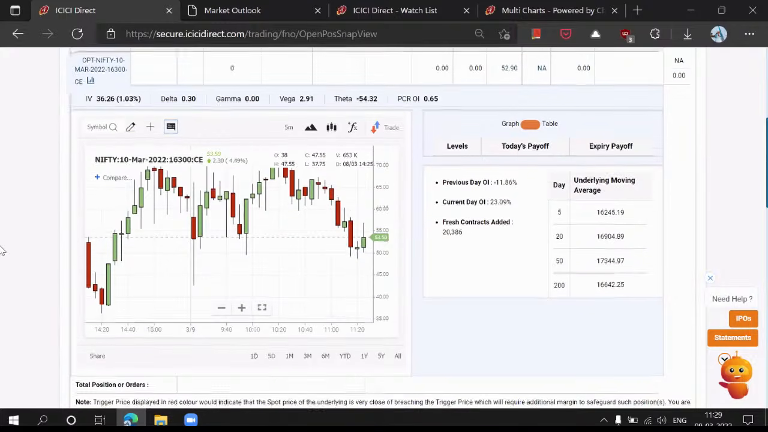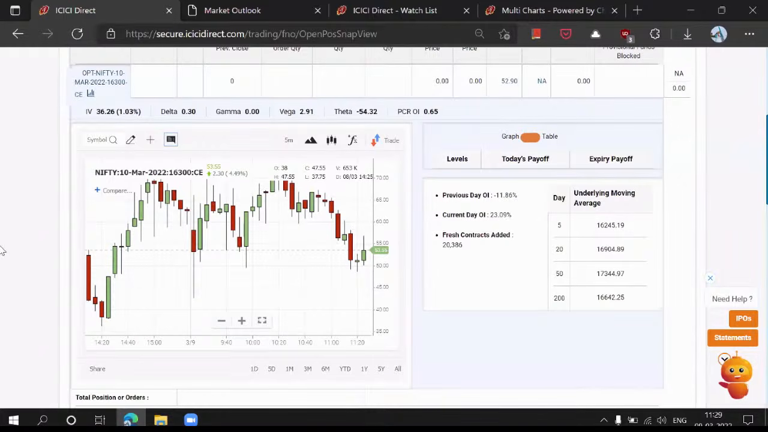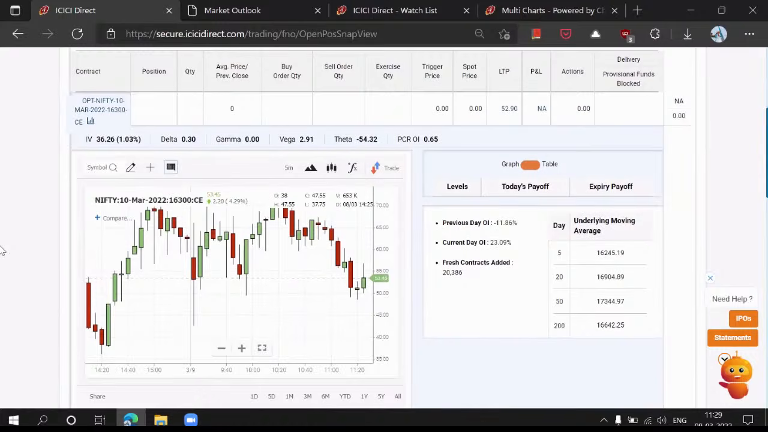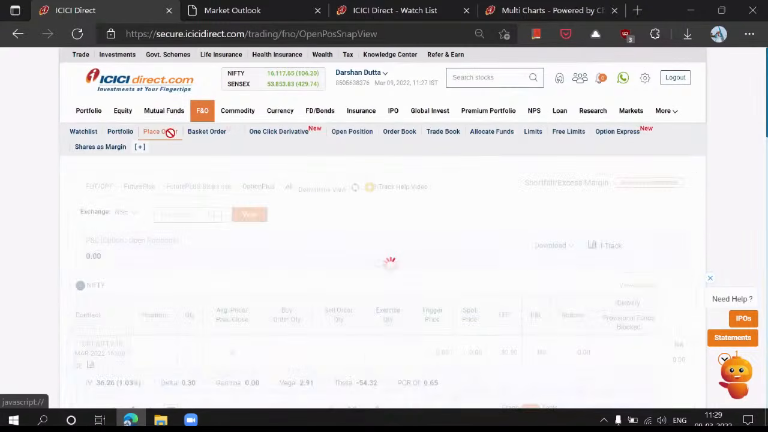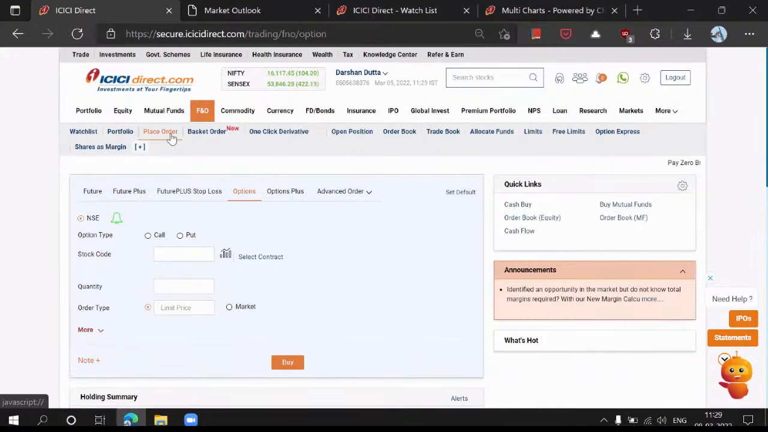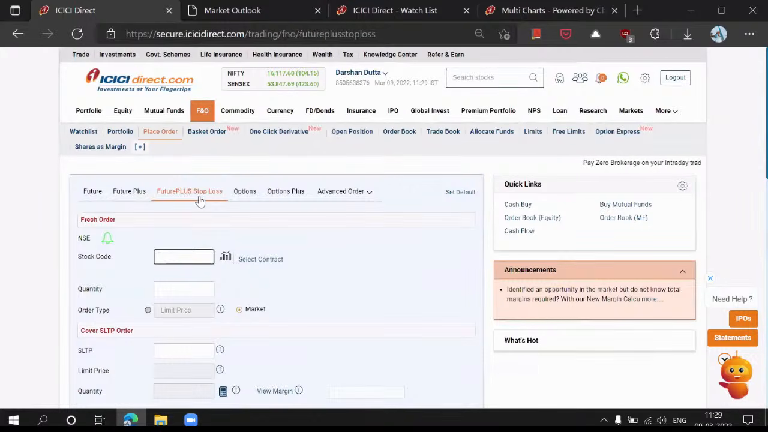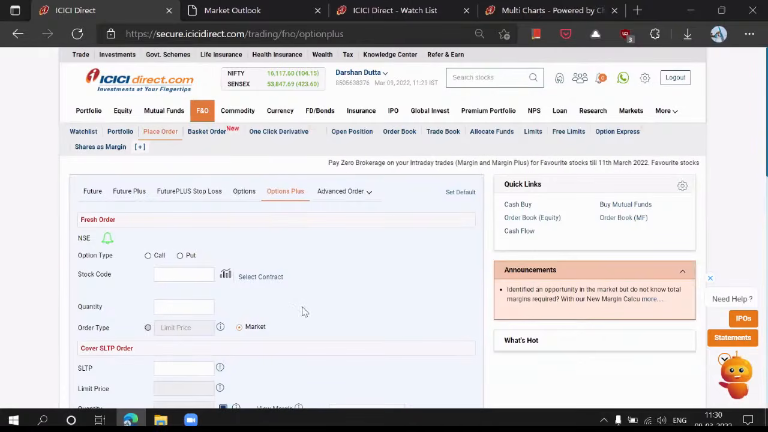Now, let's just look at, so we'll do two things. We'll place a stop loss as well, because a lot of people want to place stop losses. How do you place stop losses? We will place a stop loss as well, and we will also show you a basket order as well. So we have got two products. Stop loss could be built across products. Now there are two products, which is Future Plus with stop losses you see here, and Option Plus, which you see. So these are intraday products which are inbuilt with stop losses.